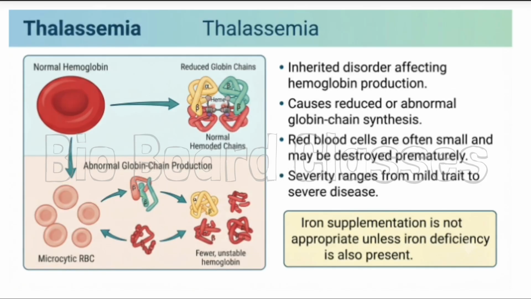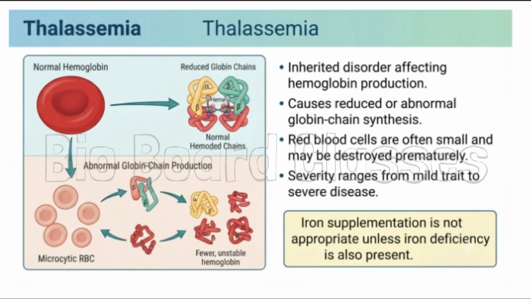Another important microcytic anemia is thalassemia. It is a group of inherited blood disorders in which the body produces abnormal or reduced amounts of globin chains, which are the components of hemoglobin. Because of this, RBCs may be smaller than normal and may be destroyed more easily. Thalassemia can range from mild forms such as thalassemia trait to more severe forms that may require regular medical care and blood transfusions. Unlike iron deficiency anemia, giving iron is not an appropriate treatment for thalassemia unless iron deficiency is also present.